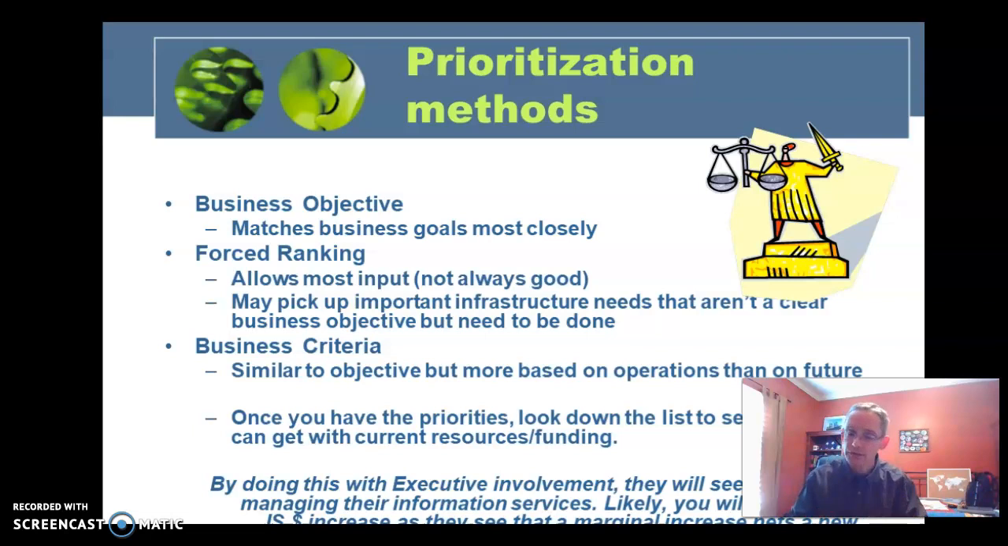But either way, however you're doing the prioritization, you do this with executive involvement. They'll see the science and the management of the information services, and you're going to see probably a much easier ability to get the allocation of the IS dollars that you need to make sure that you're executing on these different prioritized projects, if you have that communication and integration with the executives.